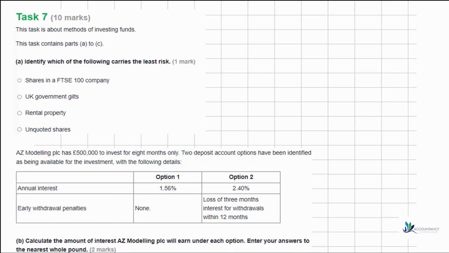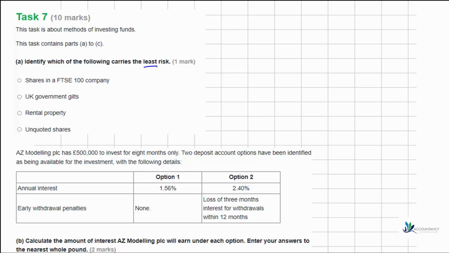In this debrief, we're going to have a look at task 7 from the first sample assessment for cash and financial management. So this task is about methods of investing funds, and we're going to look at different investments and which ones we should go for. So first of all, part A, identify which of the following carries the least risk.